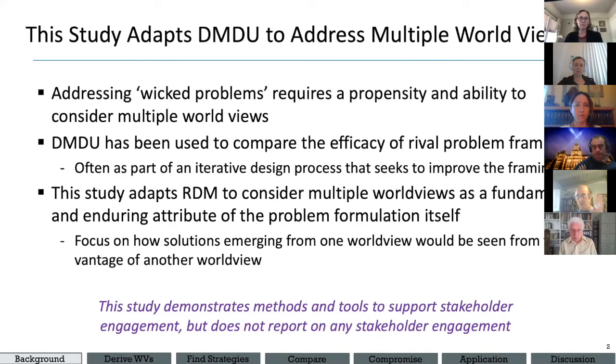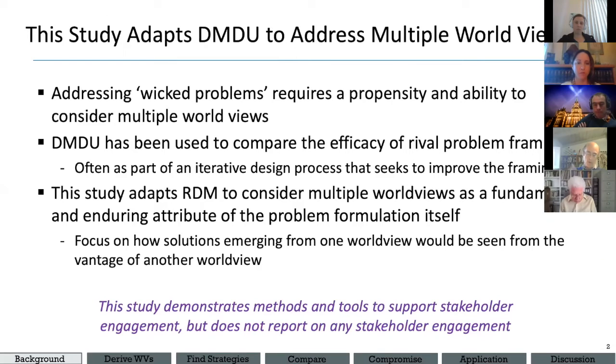Multi-objective, multi-scenario DMDU would seem to be a good starting point for trying to get at these challenges. And there's actually been a lot of work in that area over the last couple of years. And so we are adding to that with what we think is an important step forward, which is very much considering multiple worldviews as an enduring feature of the problem formulation and the way you handle the analytics, and fundamentally doing multiple parallel analyses from different worldviews and then trying to compare and combine them.